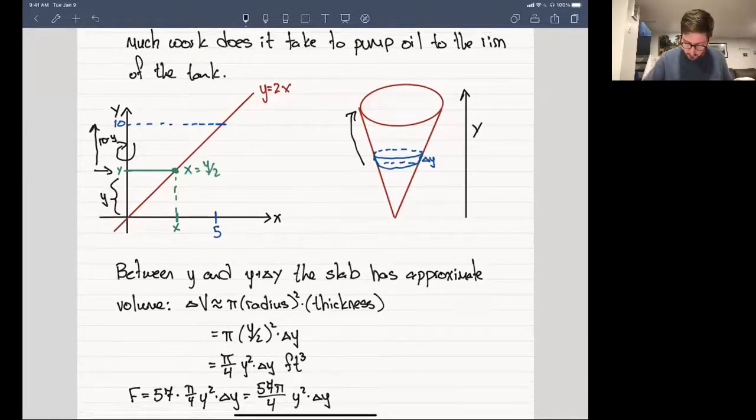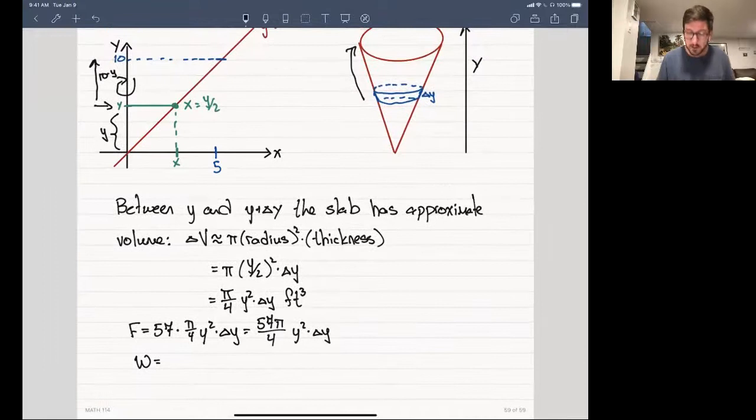So that tells me that the work needed to move this little delta V slab, which I will call delta W so we can keep track of this coming from my approximation of my slab, gives me 57 pi over 4, and then y squared and delta y are in there, and this is also going to be multiplied by that distance, 10 minus y feet.